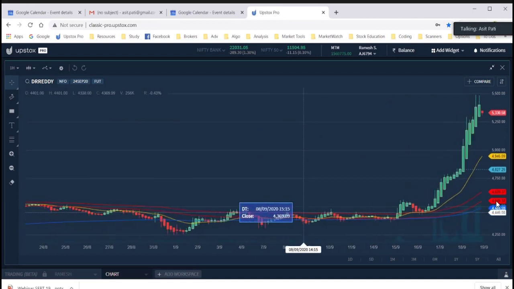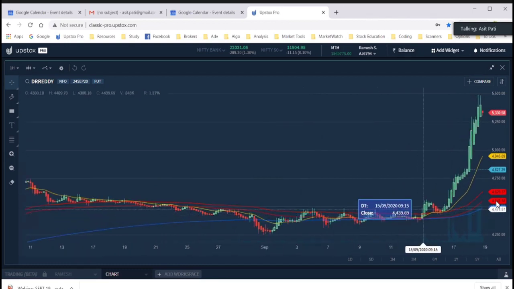You could have taken this candle, which is around 4,458, 4,460. It has come down, but definitely has not touched below the 21 EMA.